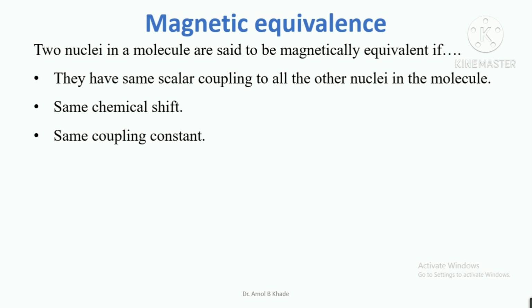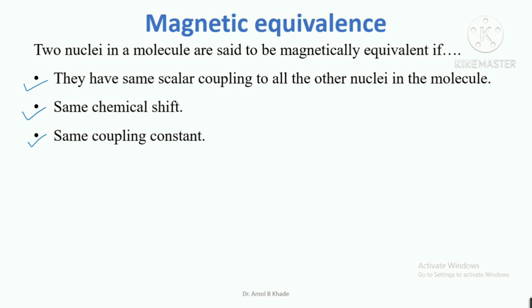We have studied what chemically equivalent protons are. When their neighbors are the same, they are in the same chemical environment, so we consider them chemically equivalent protons. What are magnetically equivalent protons? Two nuclei in a molecule are said to be magnetically equivalent if they fulfill these criteria. First, they have the same scalar coupling to all other nuclei in the molecule, so their coupling constant is the same. Then they should have the same chemical shift, so the delta value should be the same, and their coupling constant, the J value, should be the same.